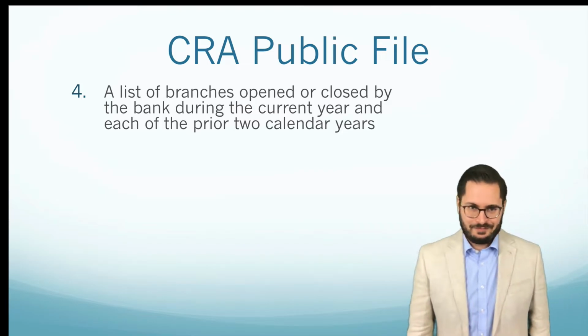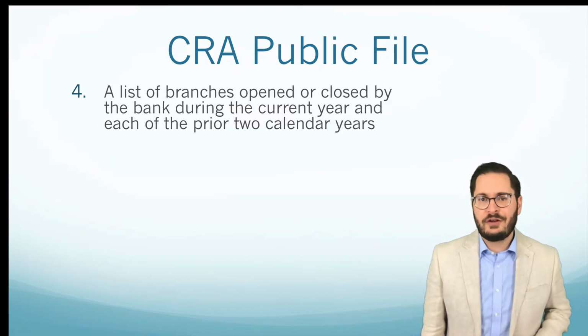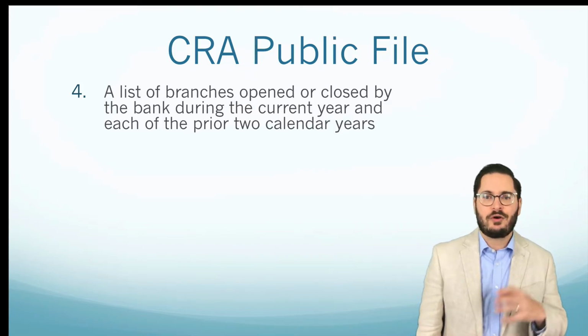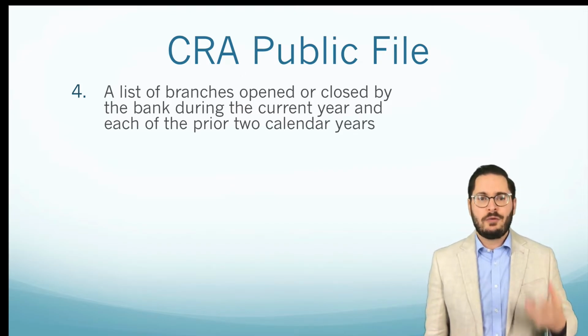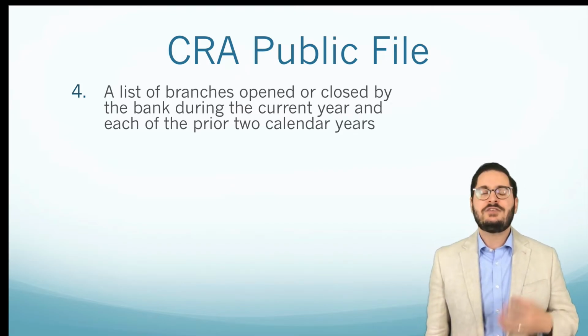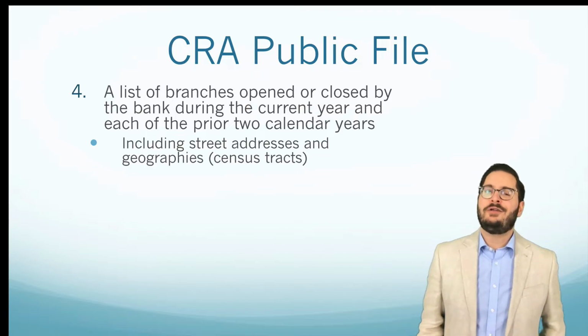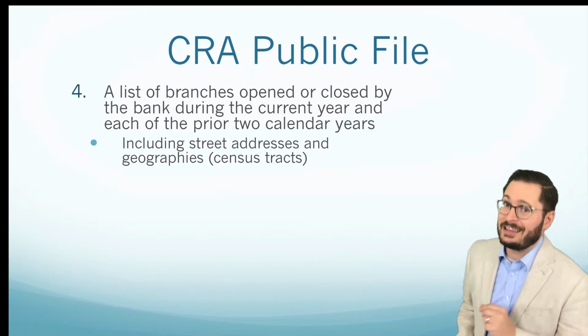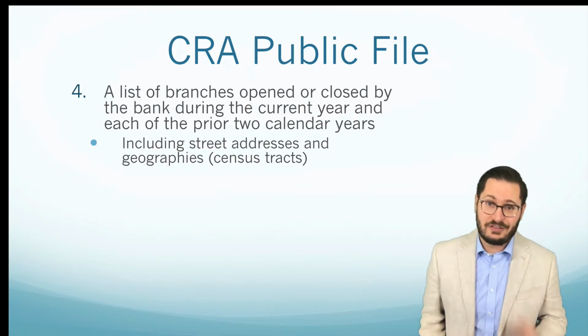Number four, you also have to include in your CRA public file a list of branches that were opened or closed by your bank during the current year and each of the prior two calendar years, including, of course, the street addresses and the geographies or census tracts.